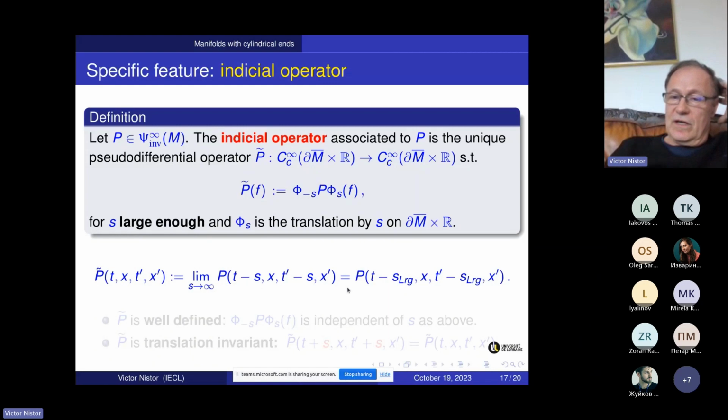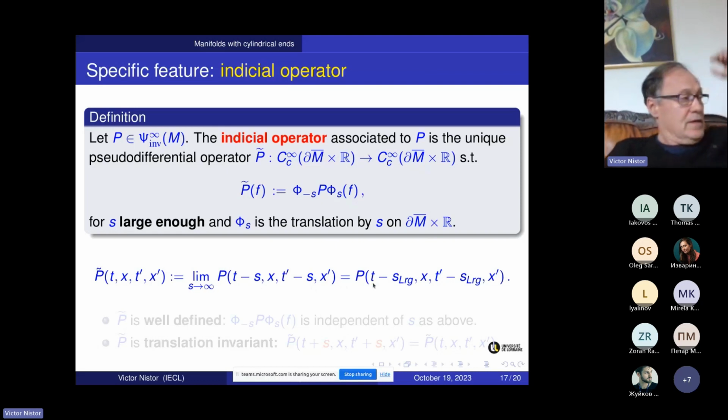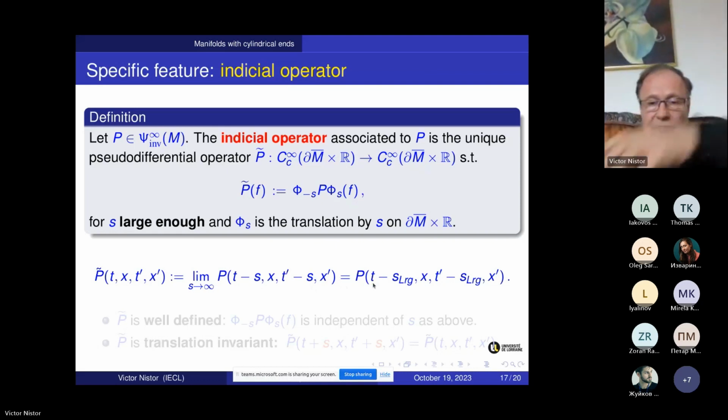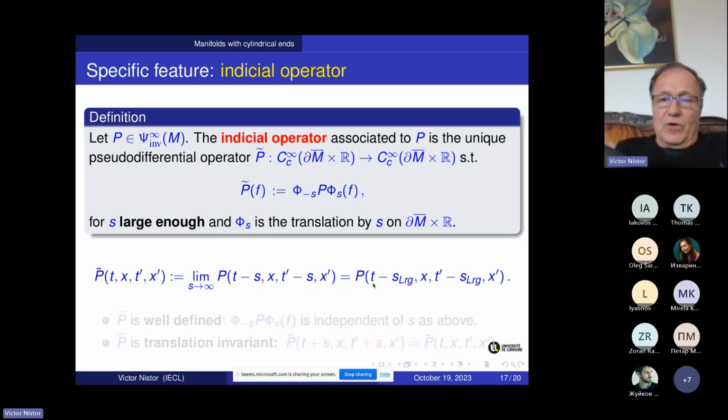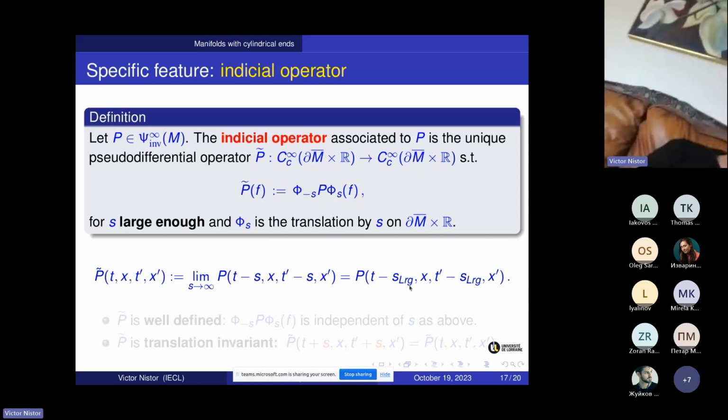And in terms of kernels, it is given by this formula. P tilde of (t, x, t prime, x prime) is just P of (t, x, t prime, x prime), but from t and t prime, we subtract some very large s. Okay, it's the same as a limit, if you want.